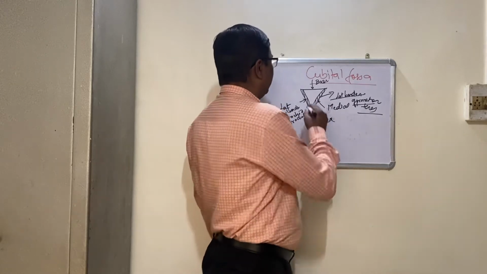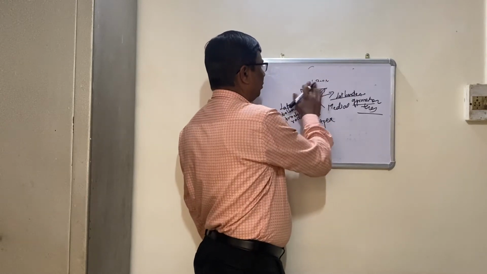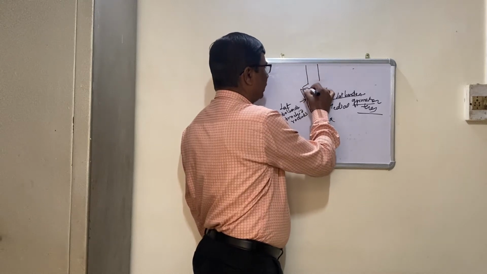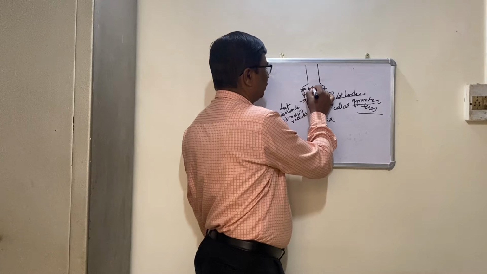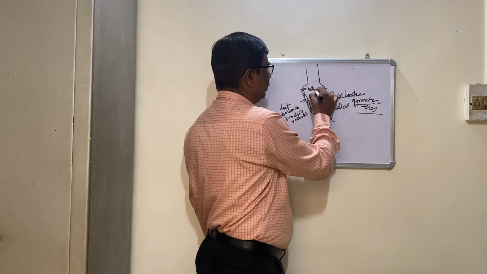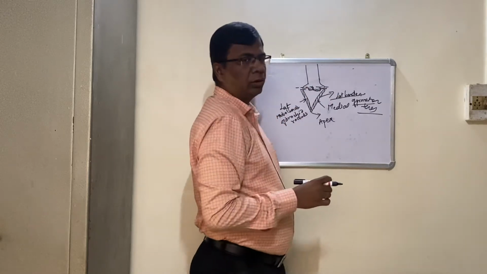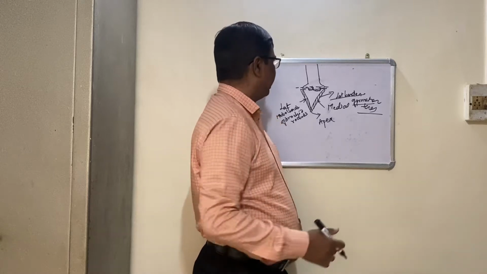Clear till now? Now the base of the cubital fossa is formed from, you have the humerus here, the medial epicondyle, the lateral epicondyle, the capitulum and trochlea here. There is an imaginary line which joins the 2 epicondyles of the humerus, medial epicondyle here, lateral epicondyle here. So that would be the base.